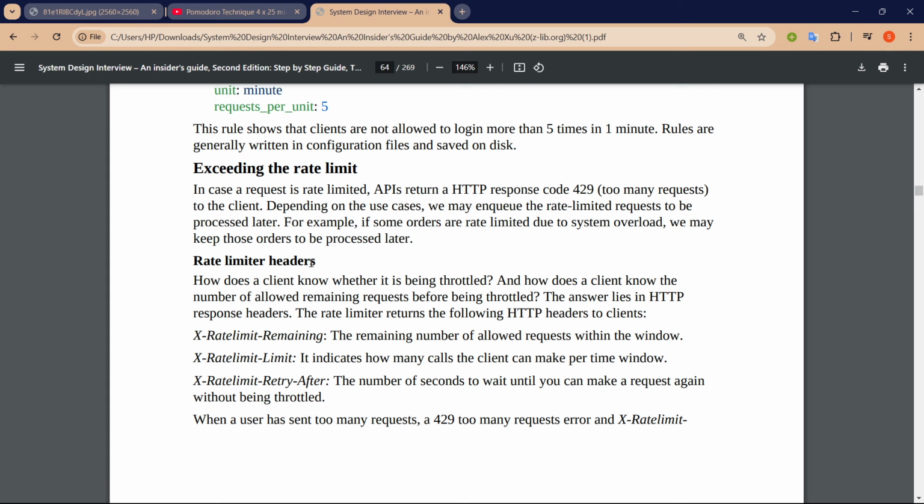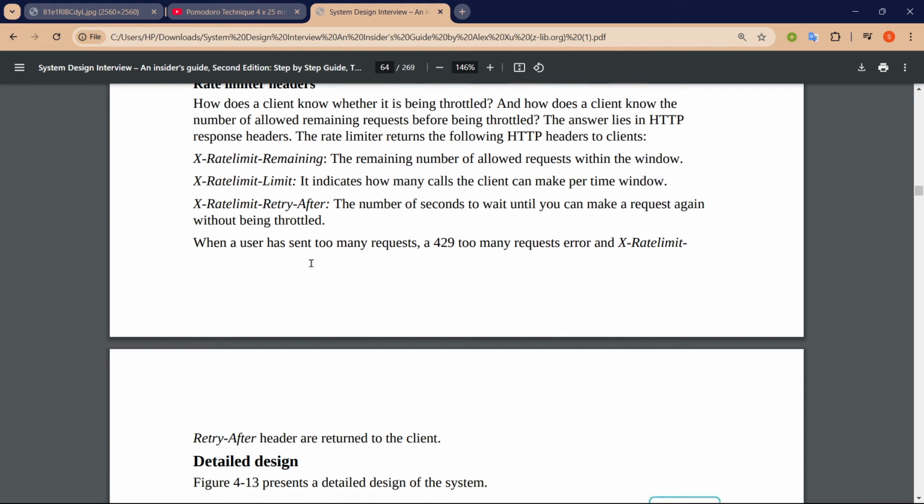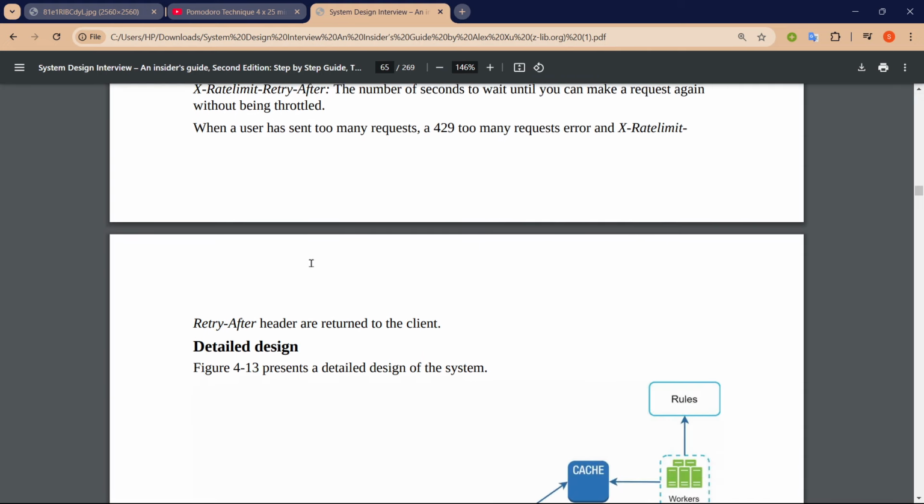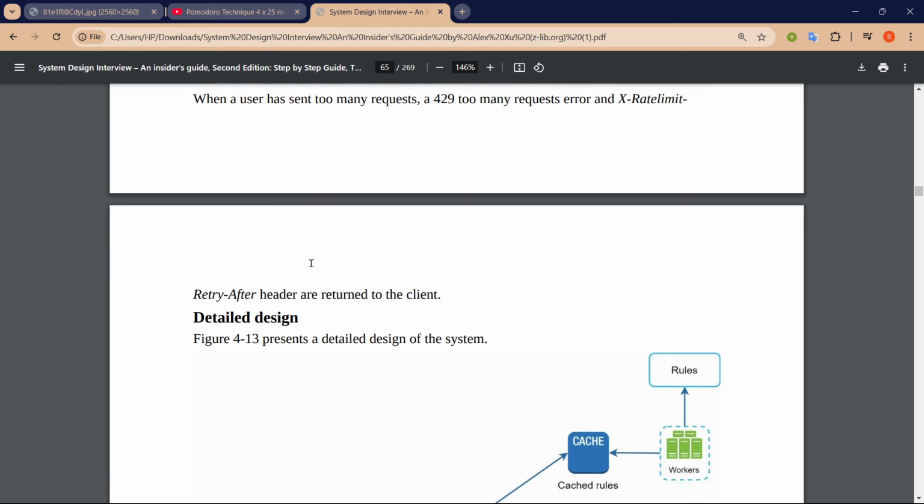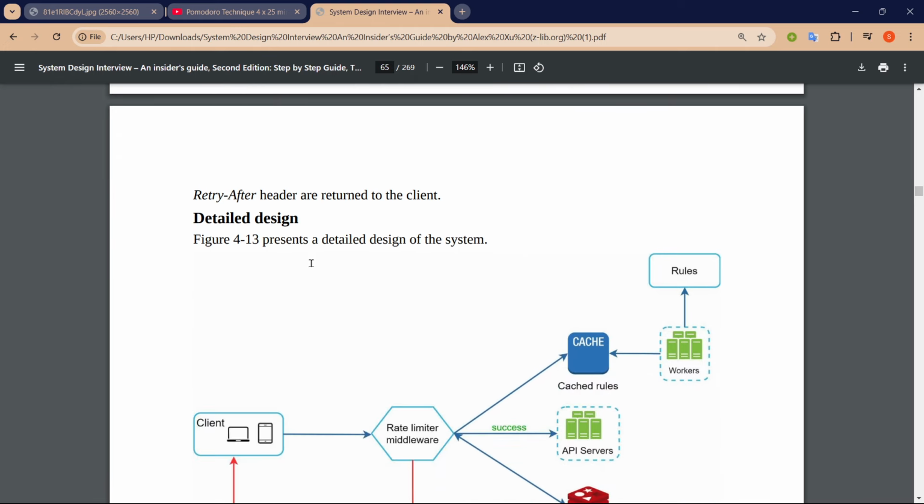The rate limiter returns the following HTTP headers to the clients. X-Ratelimit-Remaining: the remaining number of allowed requests within the window. X-Ratelimit-Limit: it indicates how many calls a client can make per window. X-Ratelimit-Retry-After: the number of seconds to wait. When a user has sent too many requests, we return 429 with the Retry-After header to the client. ये actually so अच्छे से design है.